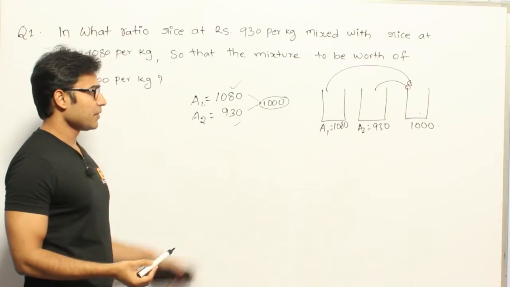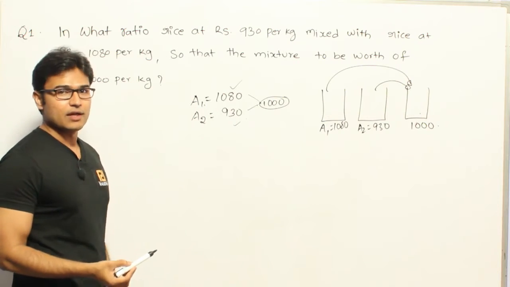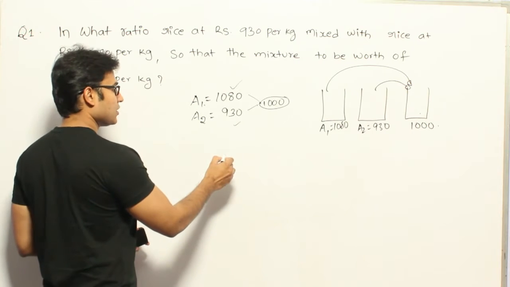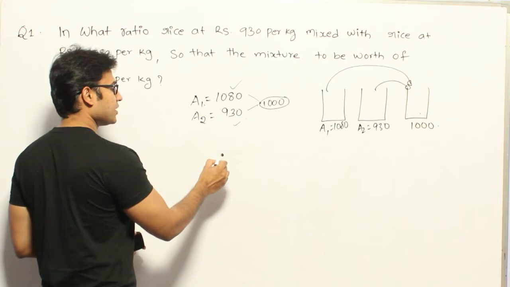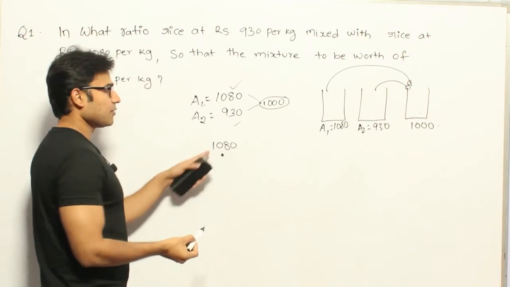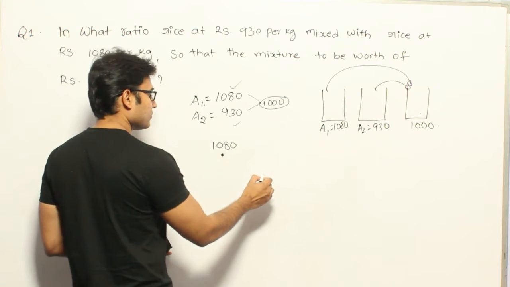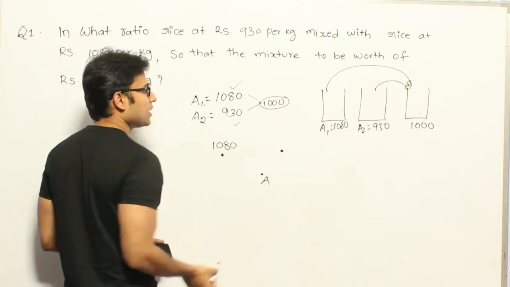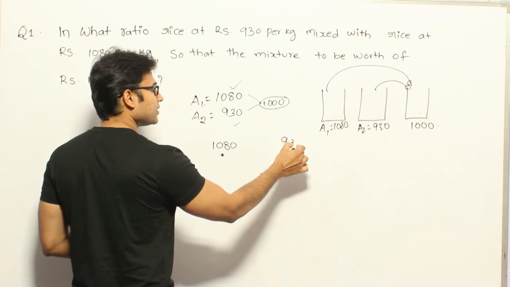Now I told you that to solve that question we can use the diagram, right? In the earlier example I showed you the diagram. So what does the diagram say? A1, which means put the higher cost, the higher number, there, then the group average, the final mixture average, here, and then the lower one here, 930, right?